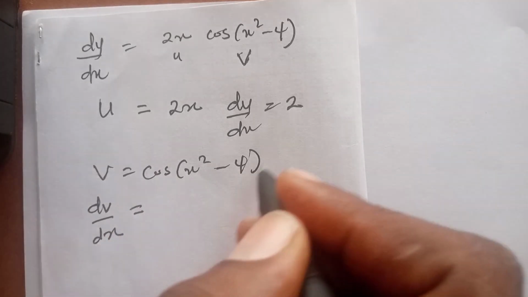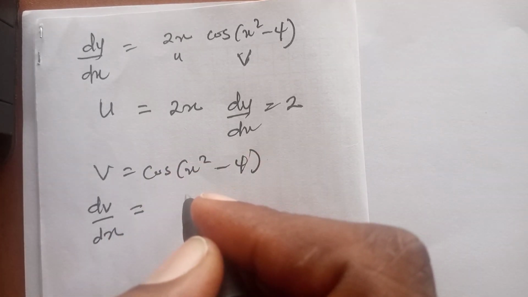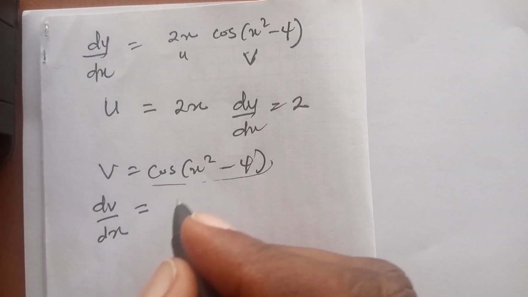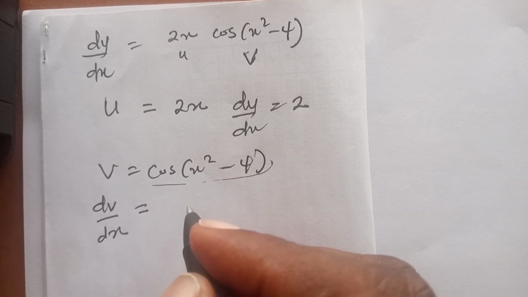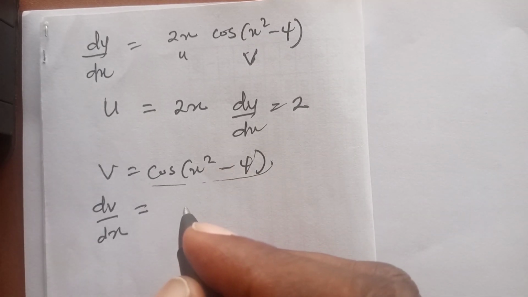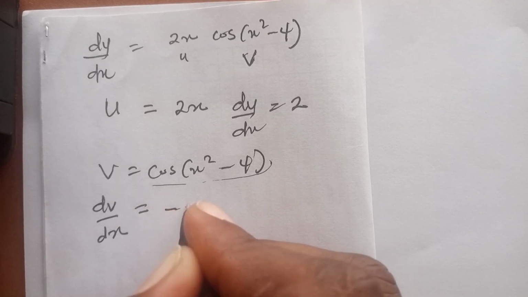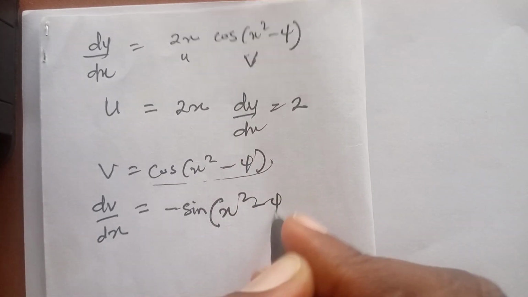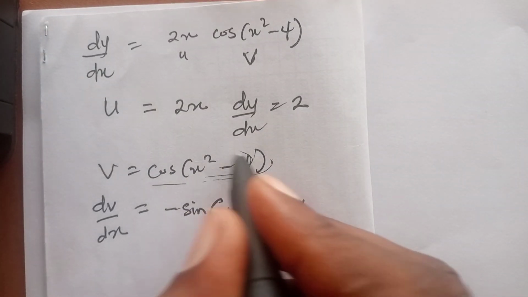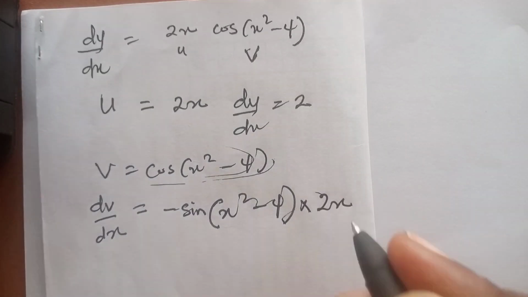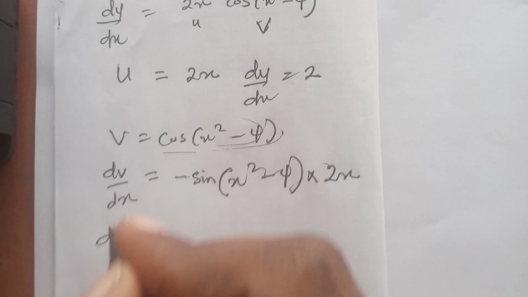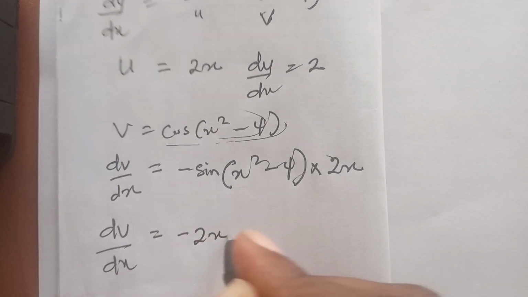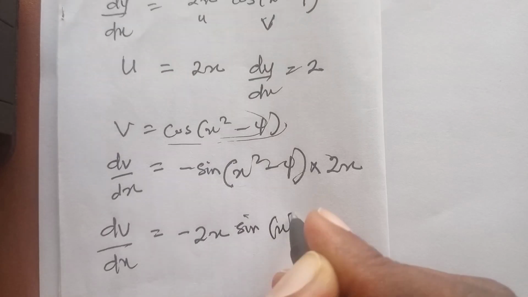So my dv dx will be, now I will apply chain rule inside this again. There is chain rule inside this. You apply chain rule inside this because you differentiate cos and you differentiate x squared minus 4. So if you differentiate cos, what will you have? You have minus sine. Then open bracket, x squared minus 4 times, if you now differentiate this again in the bracket, we have 2x. So we have dv dx equals minus 2x sine of x squared minus 4.